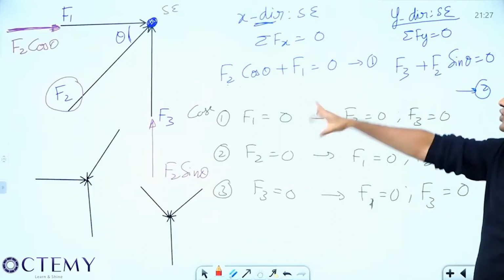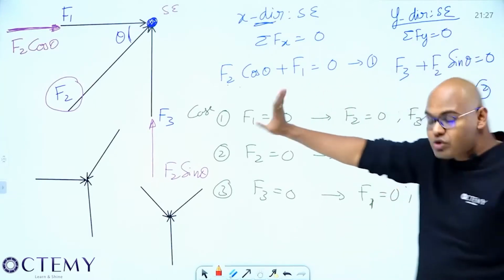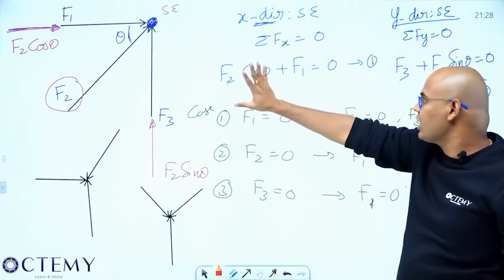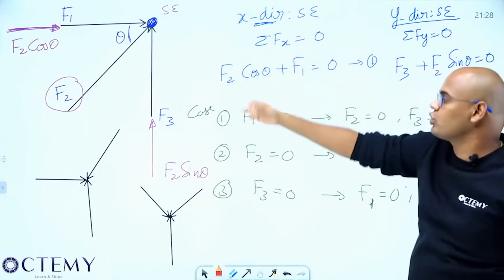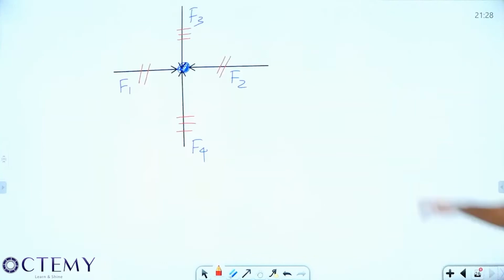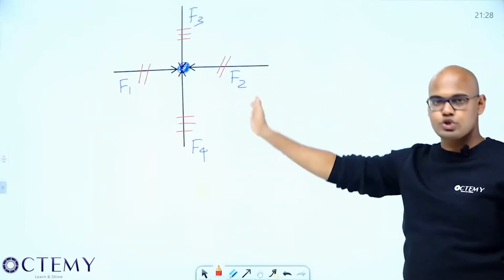Second point: if there are three forces at a point and they are not in line, two are not in line, but they are in some way, let them be in any way, but they are not in line, if any one force is 0, then the remaining two are 0. And this is the last one. If they are perpendicular like this, four forces, opposite forces are equal. These two are equal. Okay?